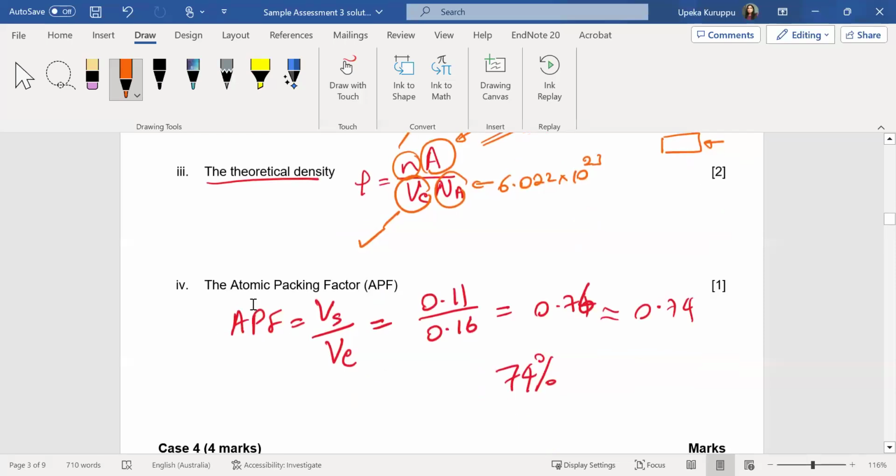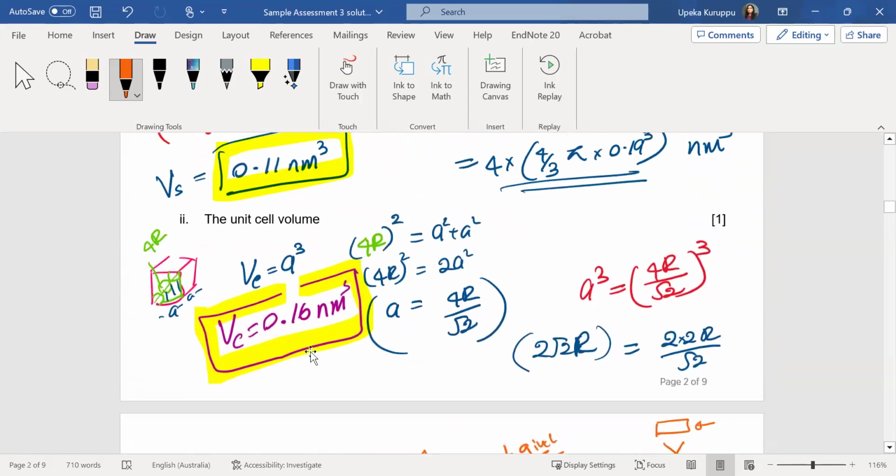What's that? 0.11 or 0.16. You get 0.76, isn't it? It should be 0.74, but we ignored all the other decimals. We just kept 2 decimals. What do you get? Do you get 0.66? 68? Not 76? 68 is right for BCC, but for FCC we should get something else. Can you check your calculations again, please?